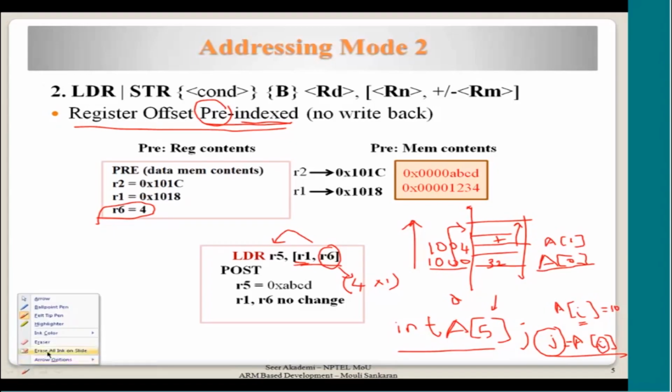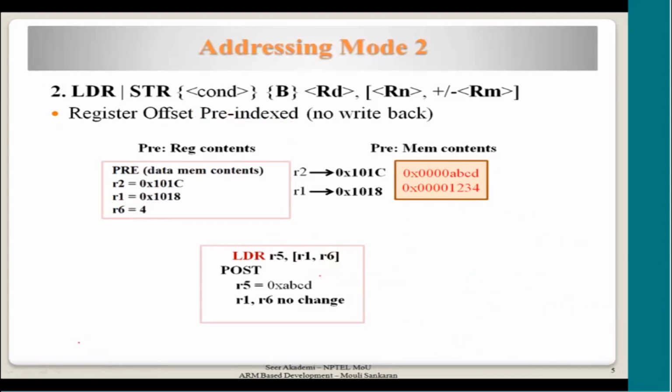And you might have seen in 8086 there are multiple addressing modes, and similar to that, here also multiple addressing modes are supported by ARM. It is given here. Now what is this write back?